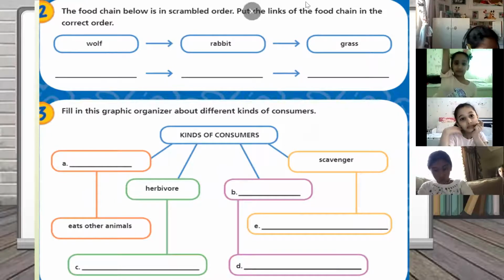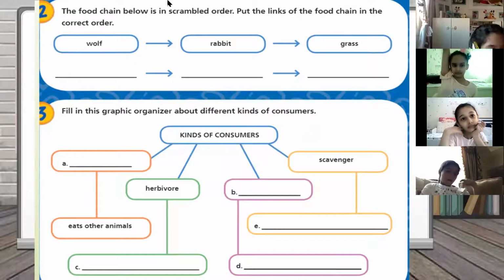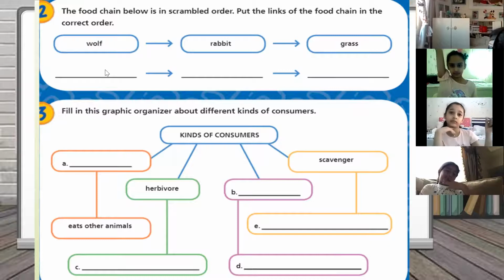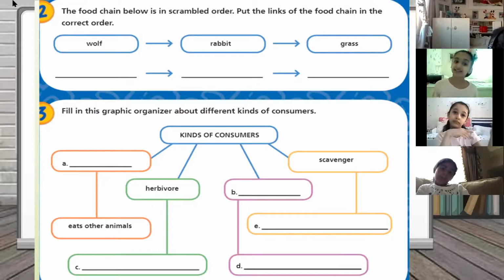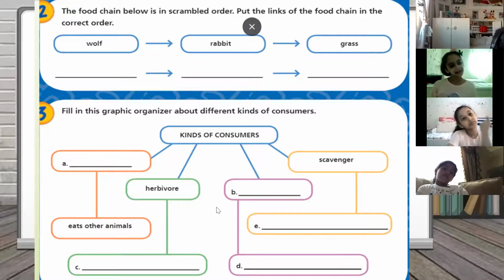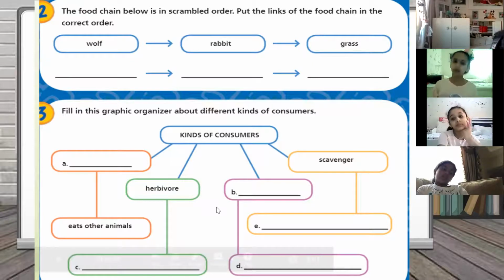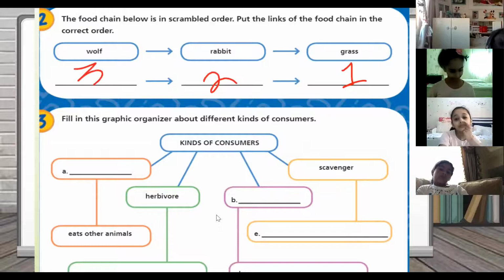Okay, I want you to write them in the correct order. We will start always with what? With a producer. Plant. What's the producer? Okay, what is the plant over here? Grass. Grass is number one. Grass. Excellent. Rabbit. The grass, rabbit. Then wolf. Excellent. Wolf. Very good.